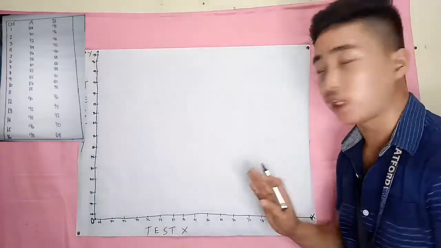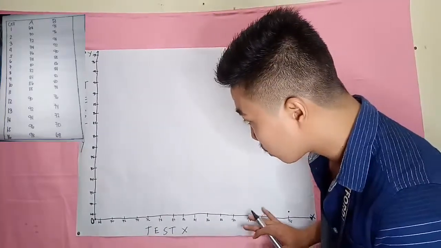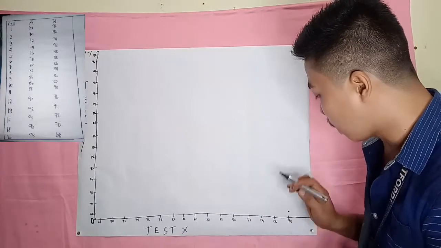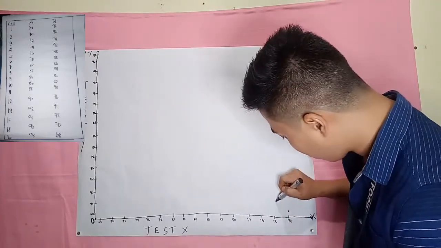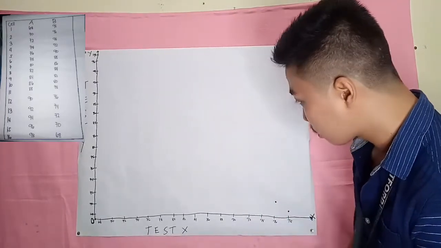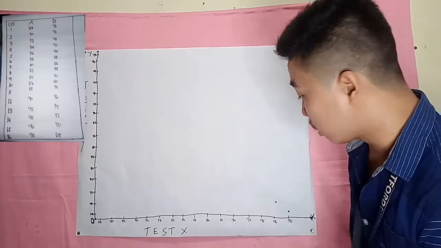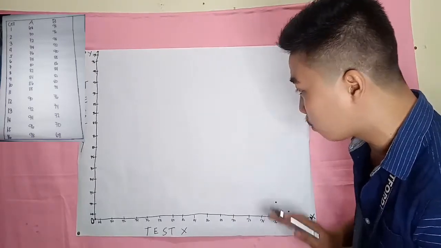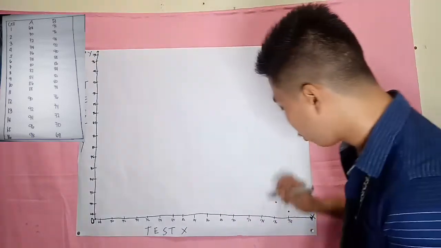Next is the 96 and 70. The opposite of 96 is 70. So let's put here a dot. Now, the third one is the 94, and the opposite of 94 is 72.